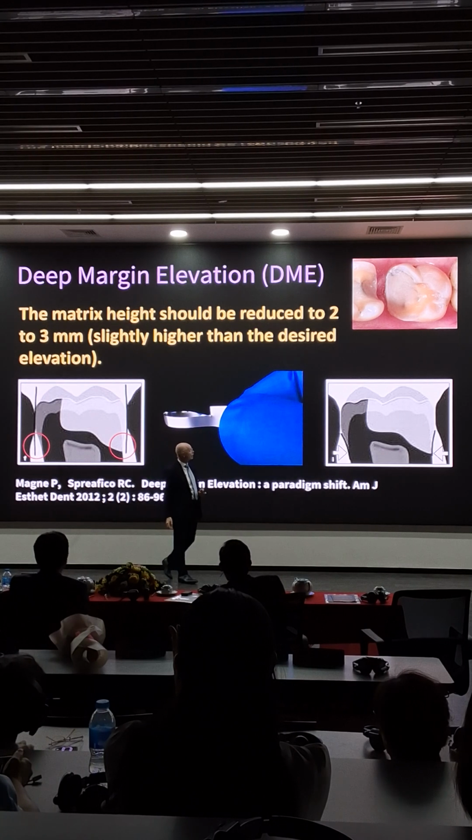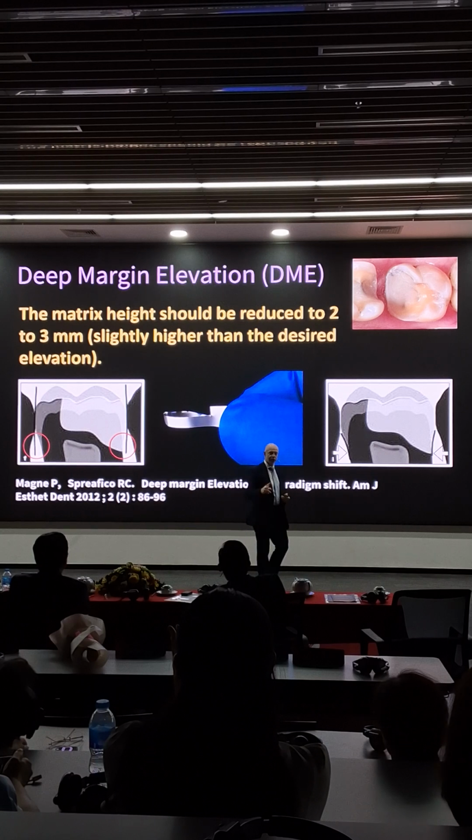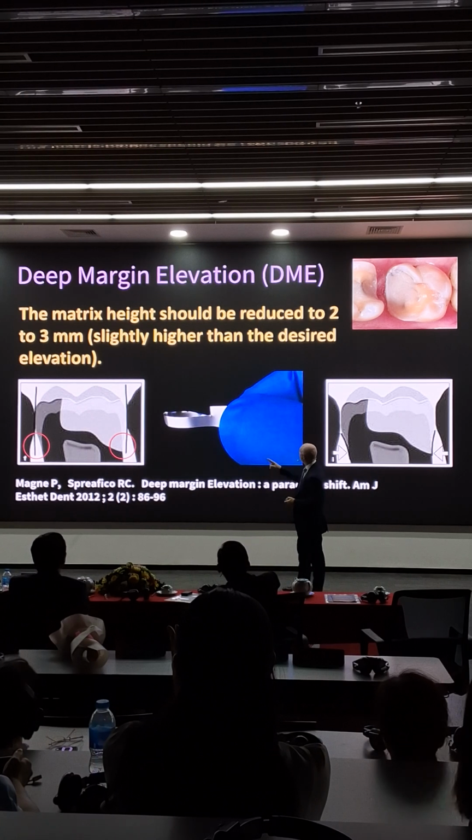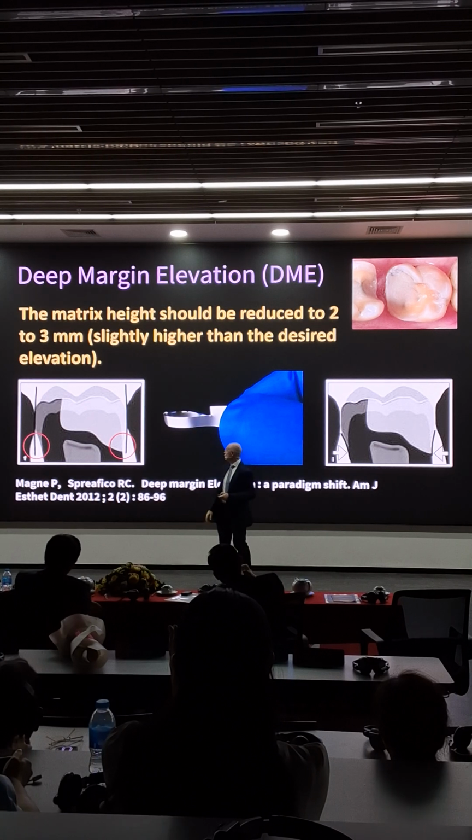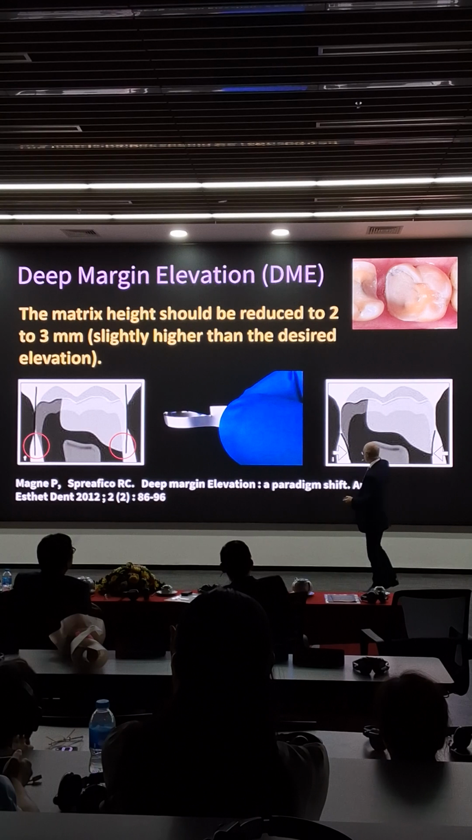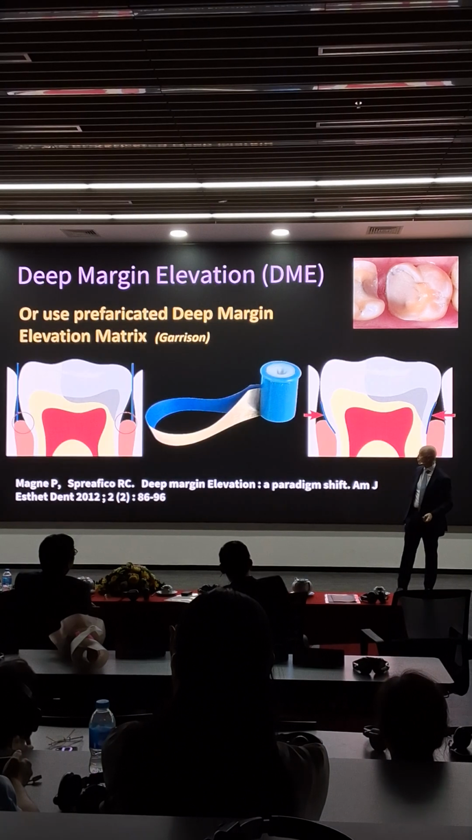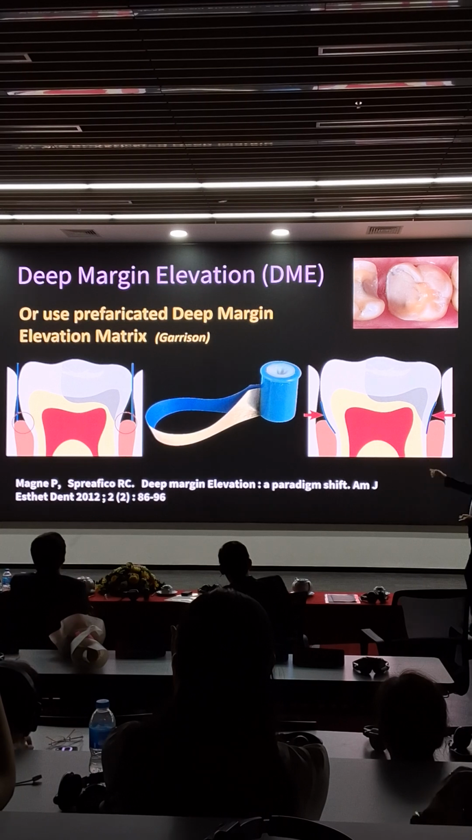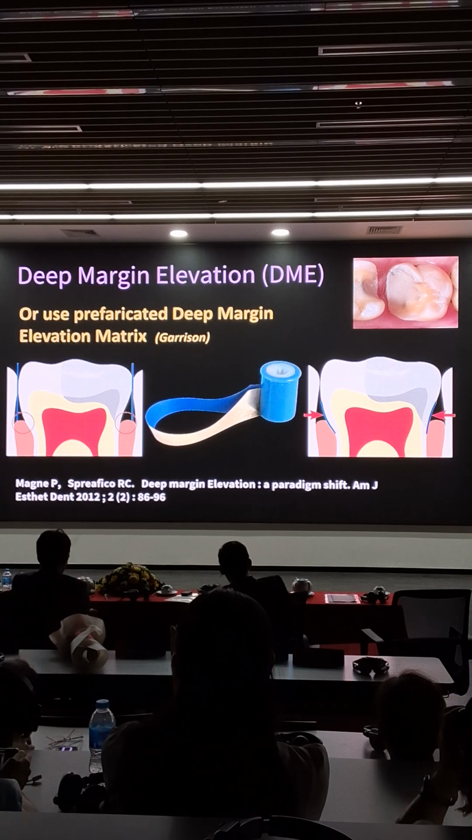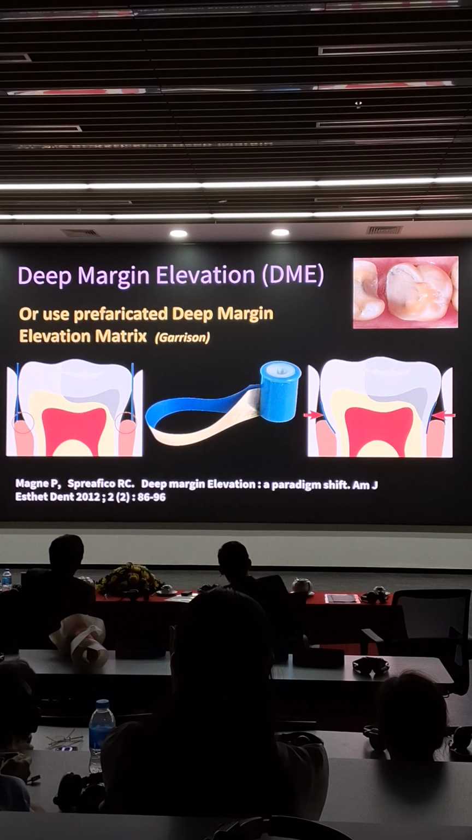So if you want to do deep margin elevation, you need to take your matrix and cut it to keep only 3 millimeters. When you take this matrix, you put it in the cervical area, you tap your matrix, and you will get good results. Some companies like Garrison have a special matrix dedicated to deep margin elevation. Like that, you don't need to cut. You have your matrix with a perfect shape to do your deep margin elevation.